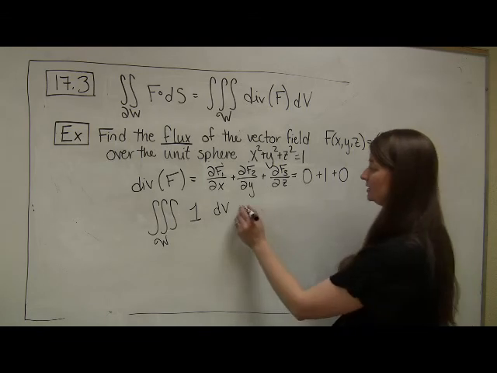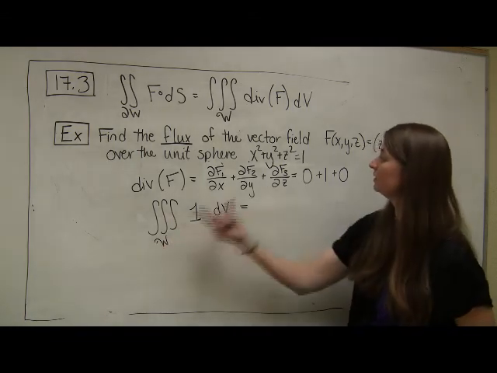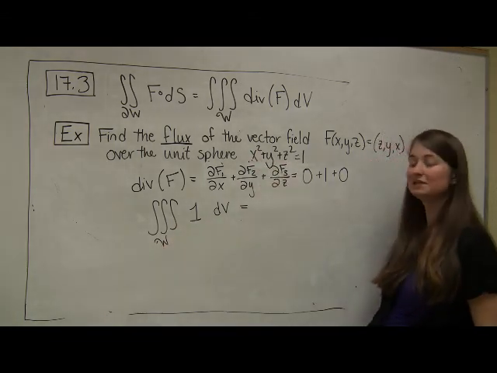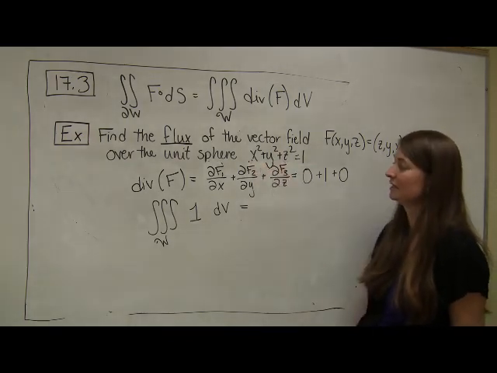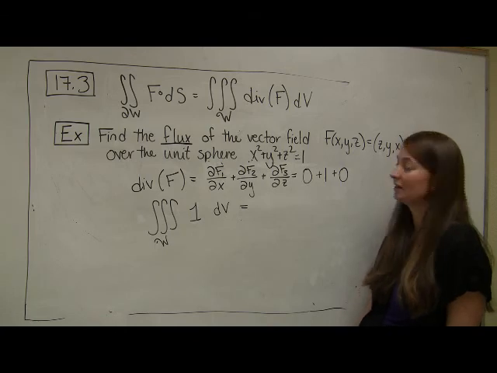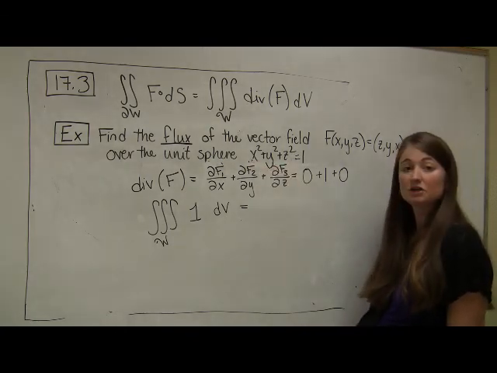So what do I need to do now? I'm taking a triple integral over this sphere. What's the easiest way to integrate over a sphere? I could set it up in x, y, and z coordinates, but those are going to be really messy. We have trouble looking at spheres in terms of those coordinates. So let's go ahead and use spherical coordinates.